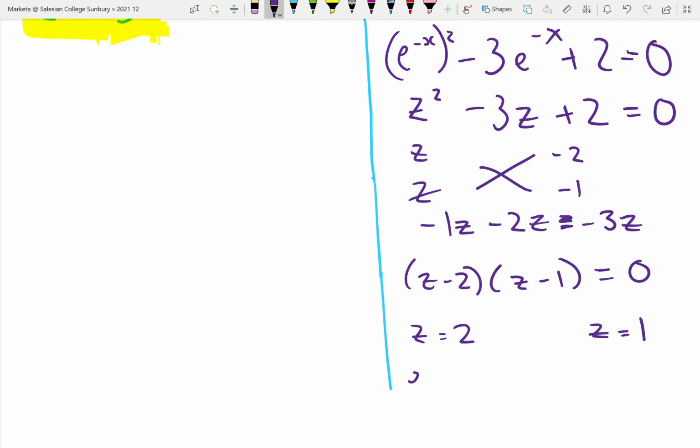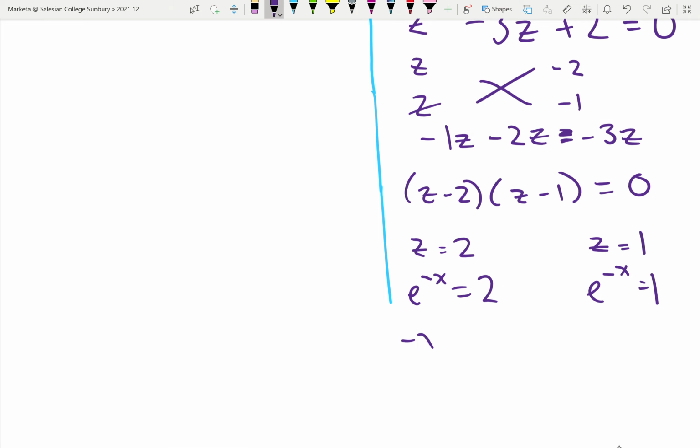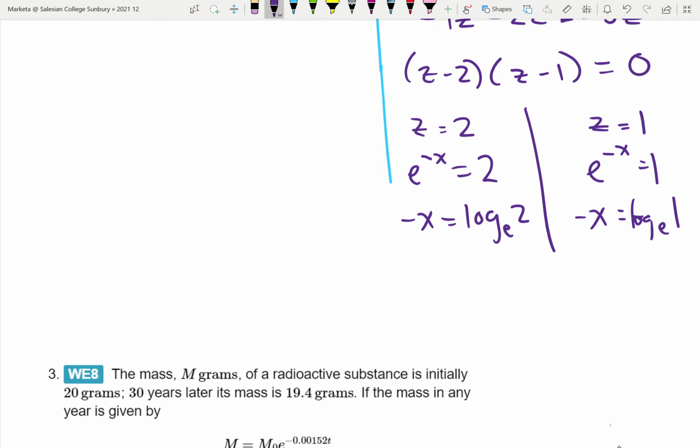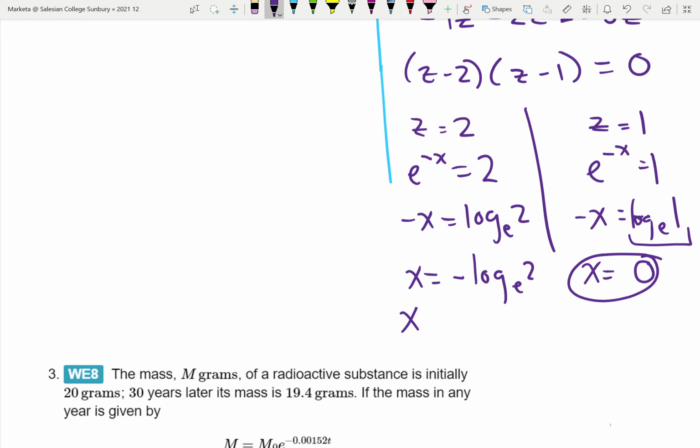So e to the neg x equals 2, and e to the neg x equals 1. Well, neg x equals log e 2, and neg x equals log e 1. Well, x equals negative log e 2, and x equals, well, log e 1 is 0, so negative 0 is still 0. So that one's complete. This one you might like to write it as x equals log e half.